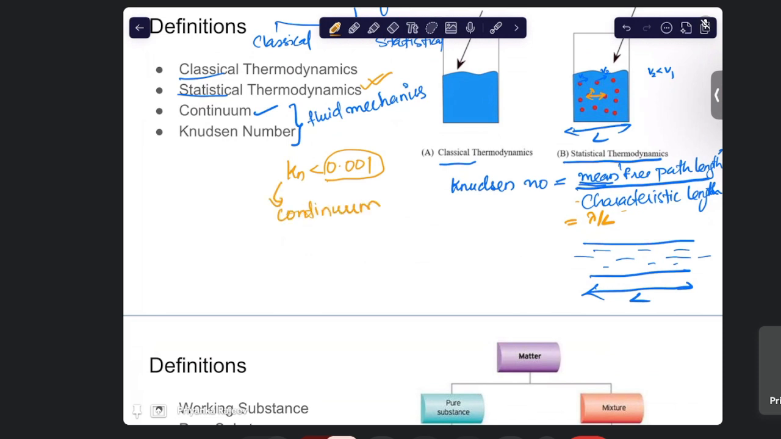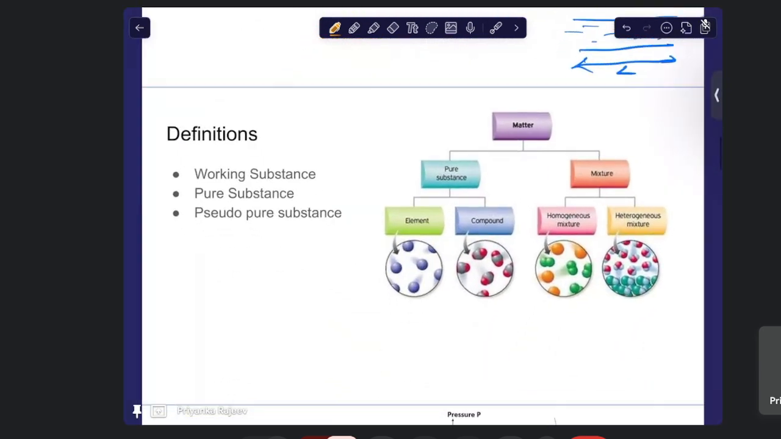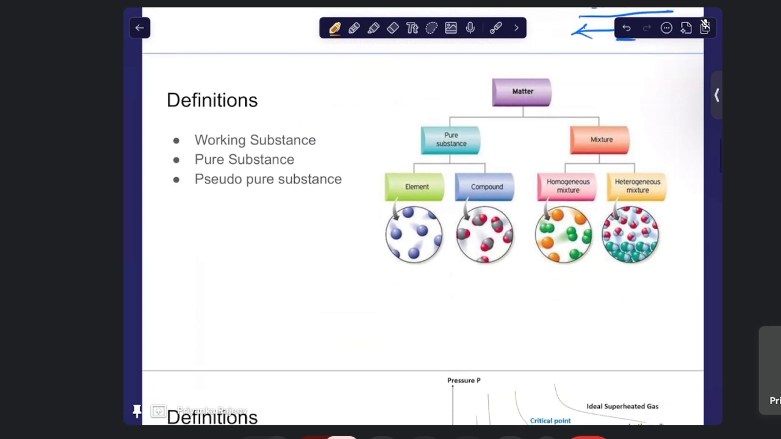Okay. Now we have another concept of working substance. So, what is a working substance? Working substance is the matter of the system. The material or matter inside the system which we are studying. That is working substance. So there are two types of substance. One is pure substance and another is pseudo pure substance. So you can see pure substance, pseudo pure substance, and there is one more thing, mixture.